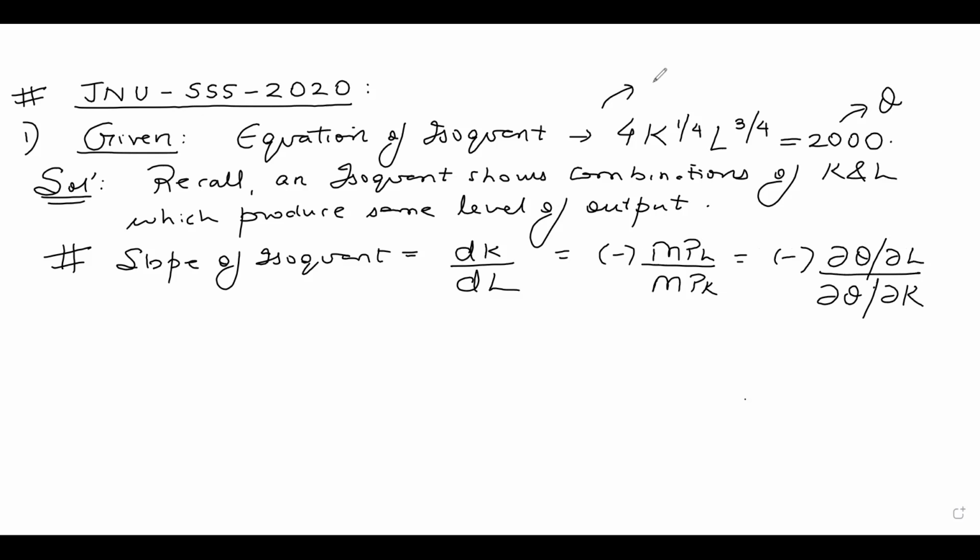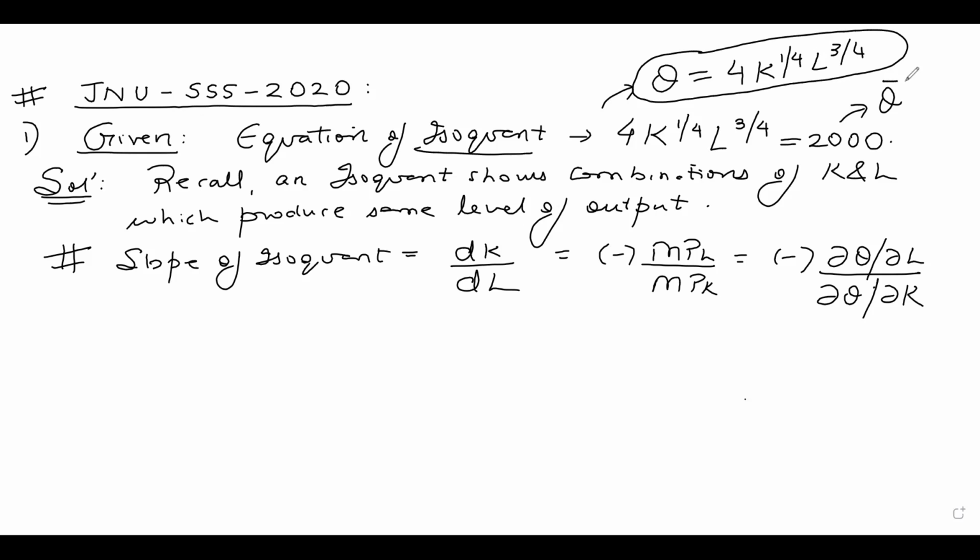So guys, from this you can see that Q is equal to 4K^(1/4) L^(3/4). This is my production function, and for the given isoquant, my output level is constant Q bar, which is equal to 2000. But in general, this is my equation of the production function. This is the isoquant for a fixed level of output 2000. But this is my production function: Q is equal to 4K^(1/4) L^(3/4).